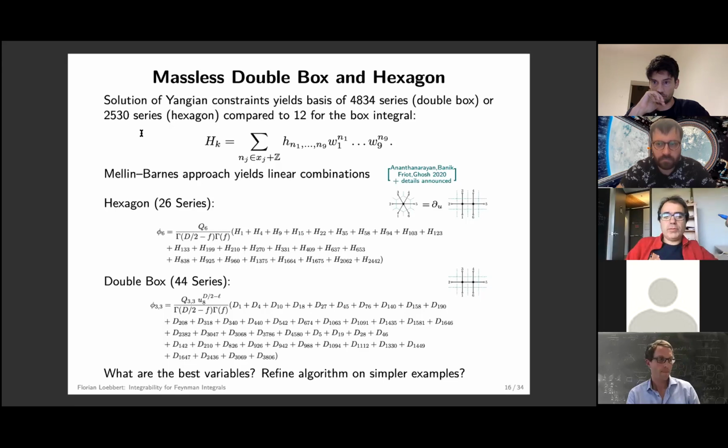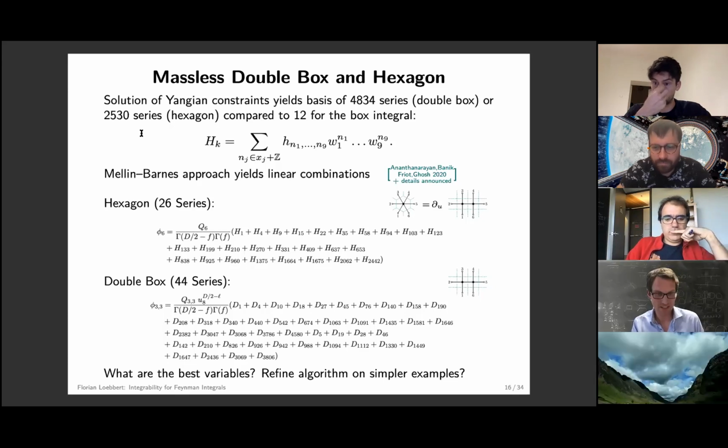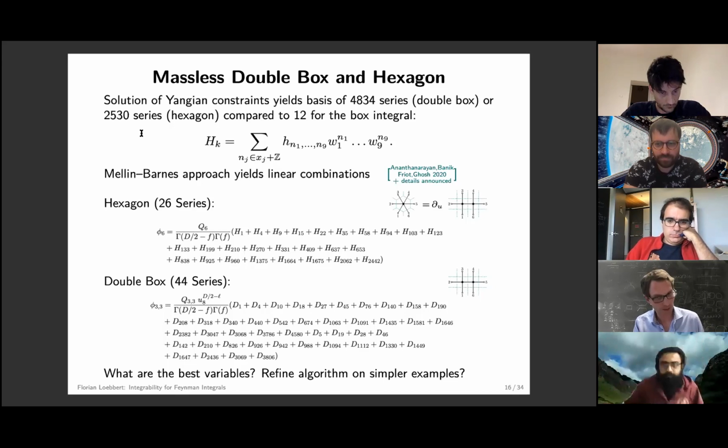So they solved the problem. They computed the double box. Seems like they give the result. This is for generic propagator powers. So it can still be difficult to take the limit of propagator powers to 1. Or subtle at least, because these coefficients sometimes diverge. Well, here the coefficients look like they were well behaved.